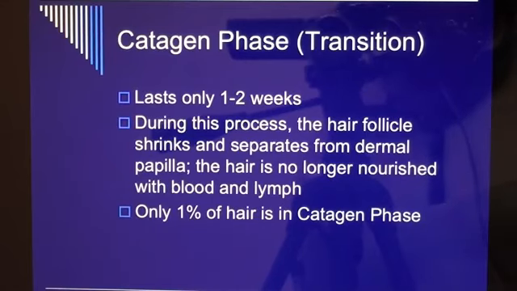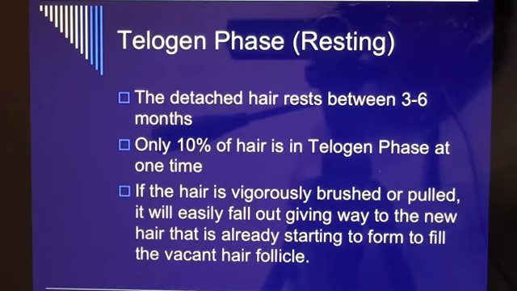90% of hair on an individual's head is in Anagen phase. Catagen phase, transition phase, lasts only 1 to 2 weeks. During this process, the hair follicle shrinks and separates from dermal papilla. The hair is no longer nourished with blood and lymph. Only 1% of hair is in Catagen phase. During Telogen phase, resting phase, the detached hair rests between 3 to 6 months. Only 10% of hair is in Telogen phase at one time.